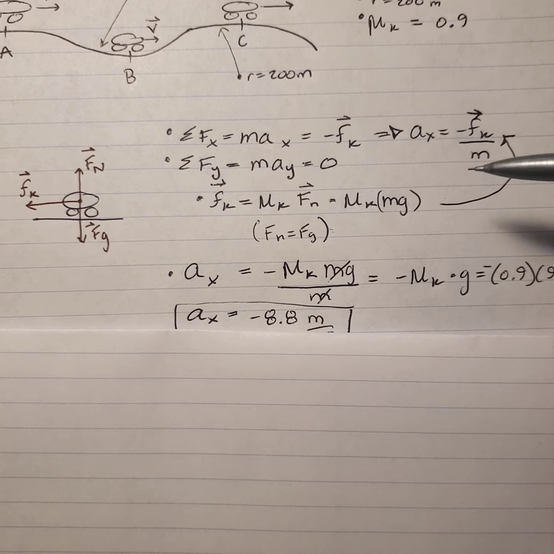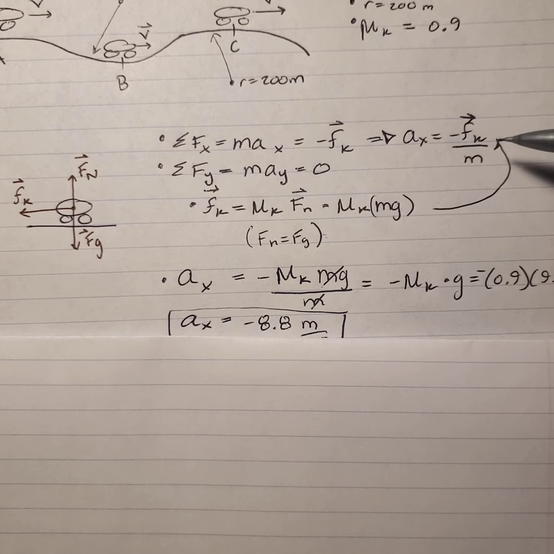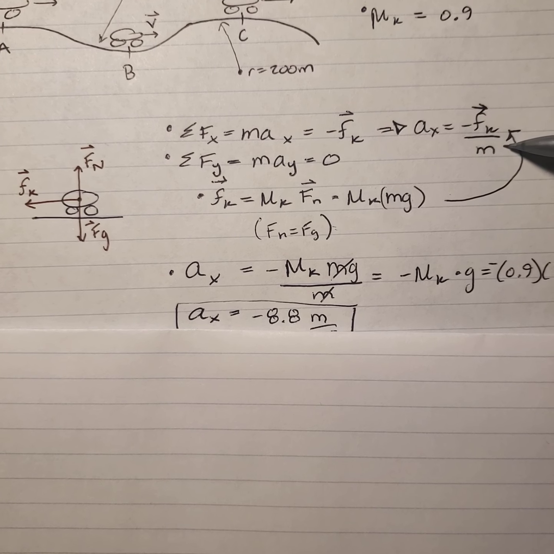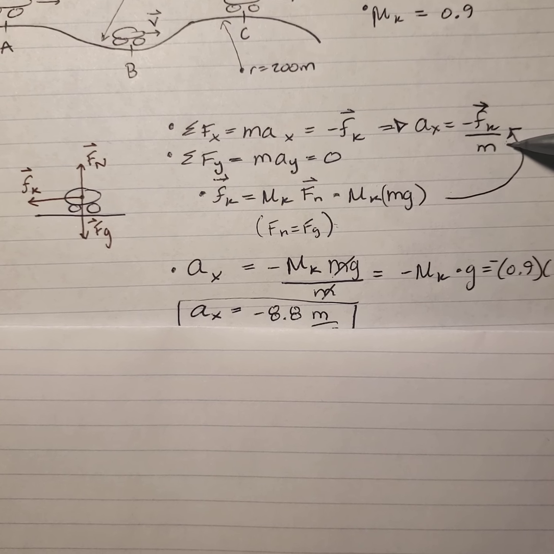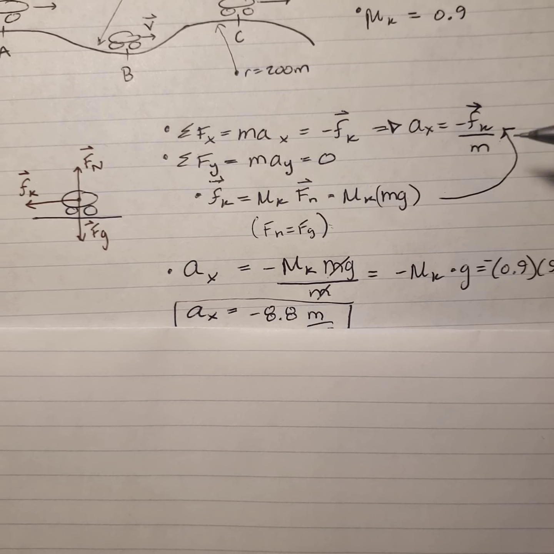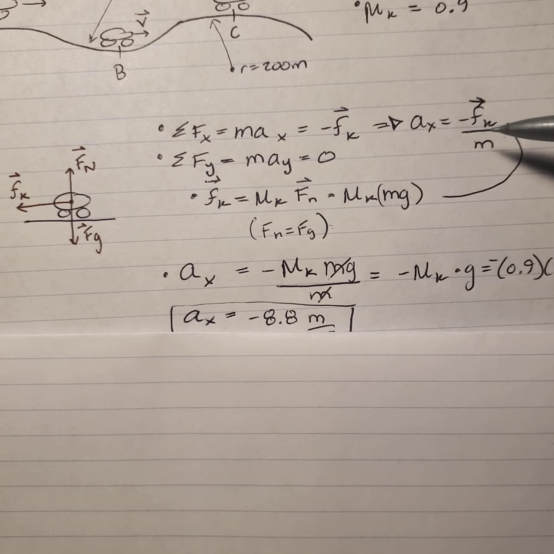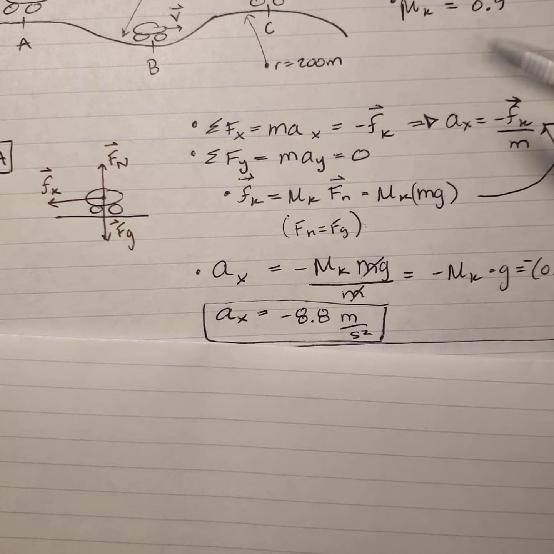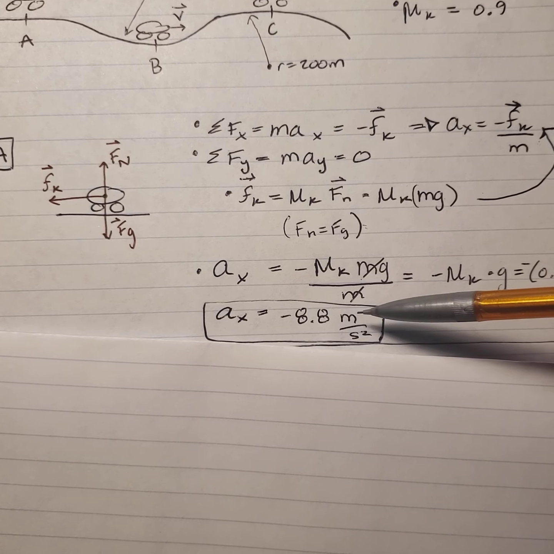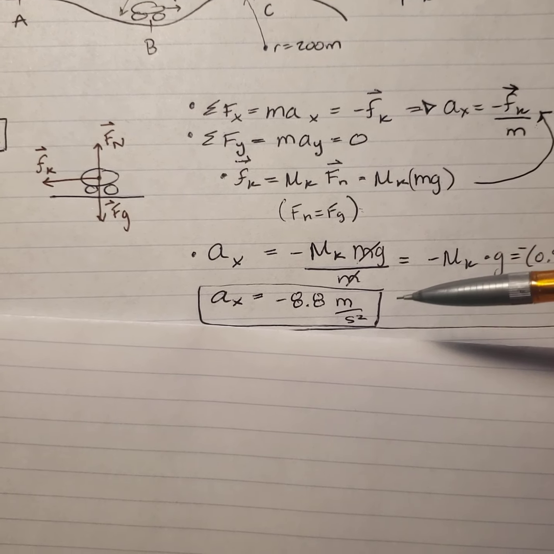Then we're going to plug that into the equation for the sum of all forces in the x, which is ultimately going to give us that deceleration value. So we get a total deceleration of minus 0.8 meters per second squared.